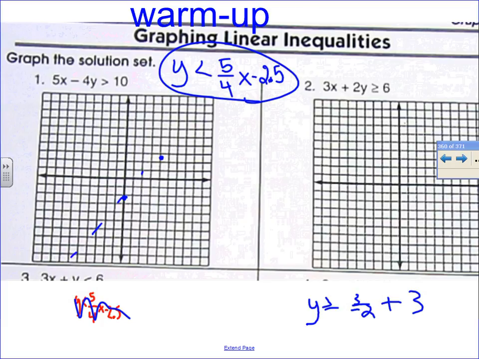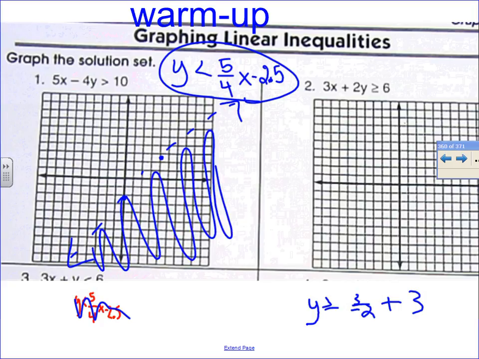Good. Dashed line. Okay, Matt, where are we coloring? Good. Why? Good. It's less than. Less than means color below. So you're coloring underneath the graph. Also, look at the y-axis. Wherever the smaller numbers are, that's where you're coloring. Okay, or just look at the line. Wherever below is, that's where you're shading.